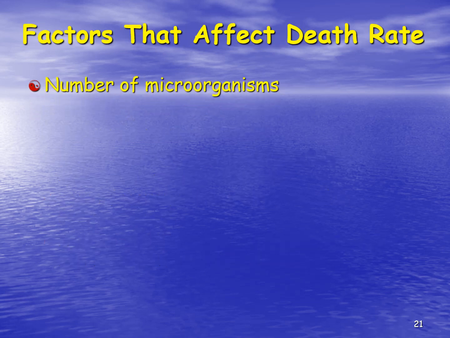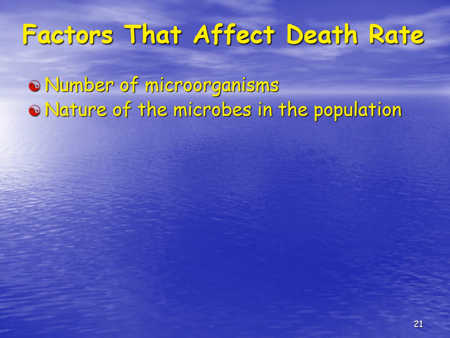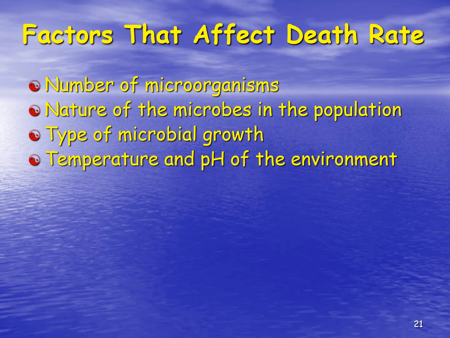Factors that can affect the death rate is certainly the number of microorganisms. The more organisms, the longer it's going to take to kill all of them. The nature of the microbes in the population: where do they fit on our resistance table? Are they mycoplasma or mycobacterium, or are they a non-enveloped virus? The type of microbial growth: is this a bacteria or is this a virus that is in a host cell? What is the temperature and pH of the environment? Because this can actually alter the death rate as well.